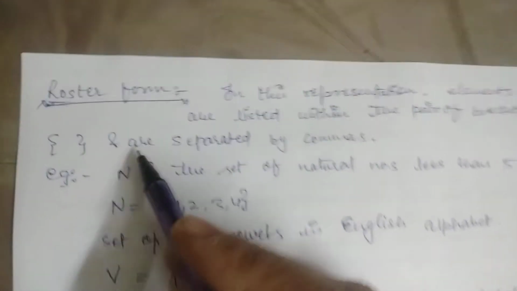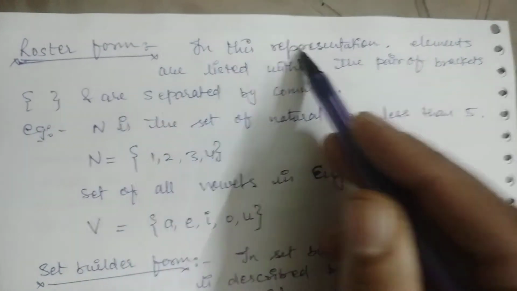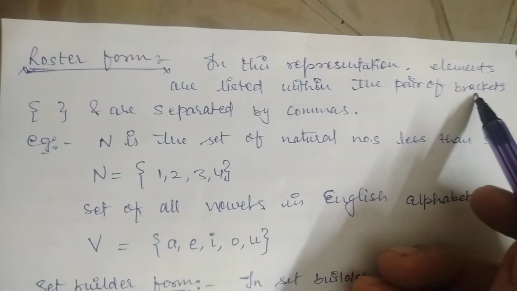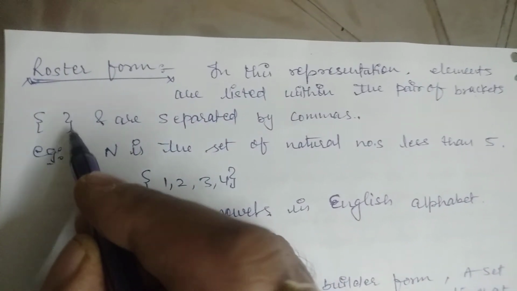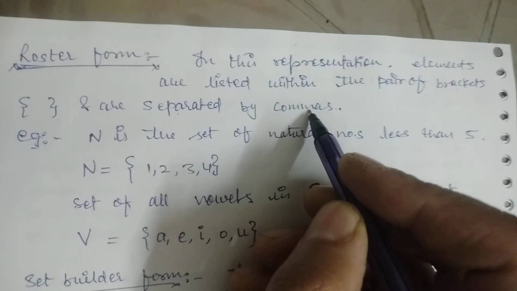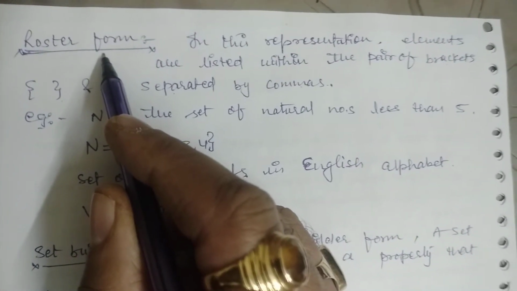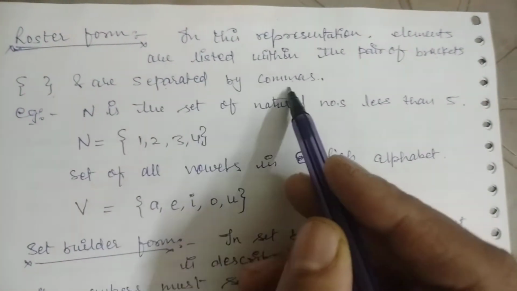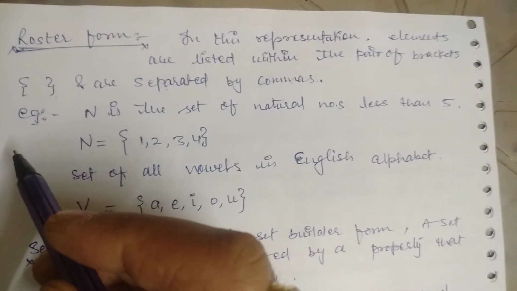Now the second form of representing the set is the roster form. In this representation, elements are listed within a pair of brackets, and those brackets are curly braces and the elements are separated by commas. So the roster form is the form in which we write the elements of a set by separating them with commas and enclose them in curly braces.